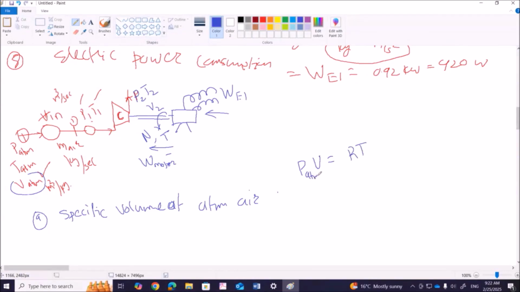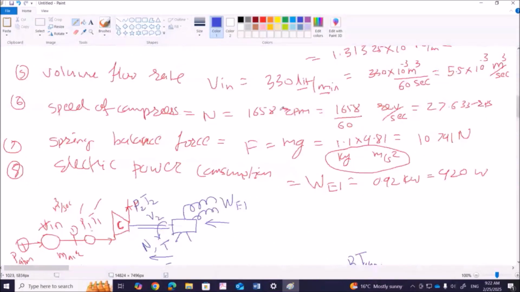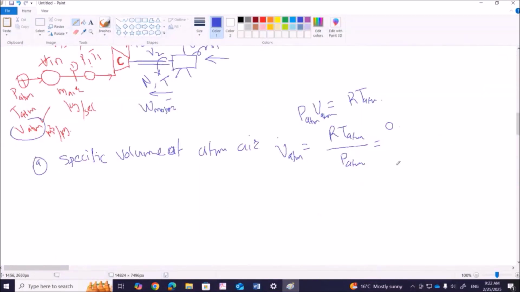So I can use this for atmospheric. R is given, everything is given. So I can find V atmospheric is equal to R T atmospheric by P atmospheric. R is, as I wrote before, 0.287 kilojoules per kg Kelvin. Here kilojoules is not allowed, only kilo, so 0.287 times 10 to the power 3 joules per kg Kelvin.